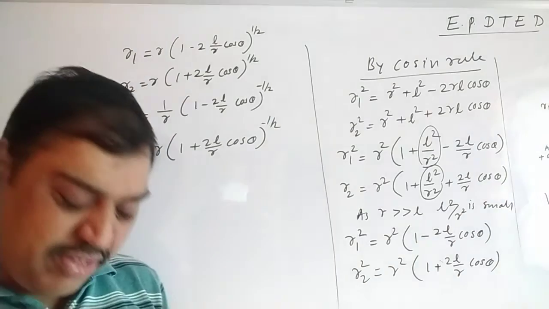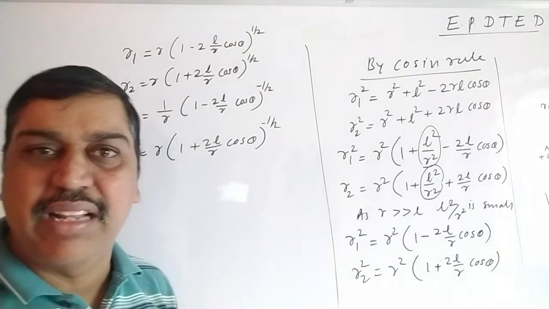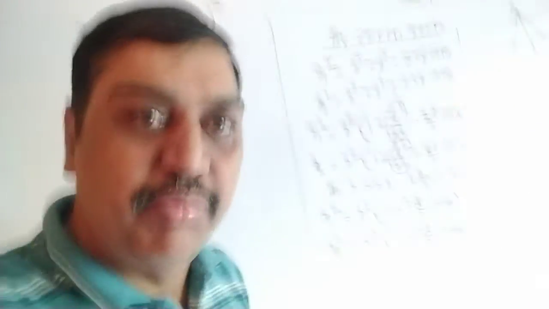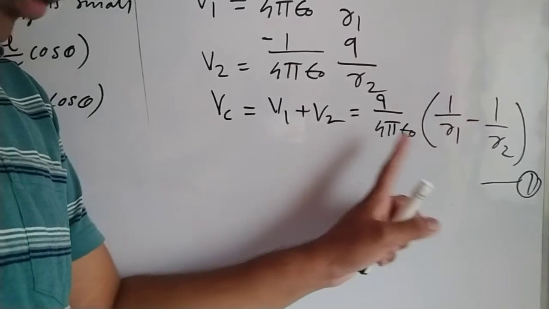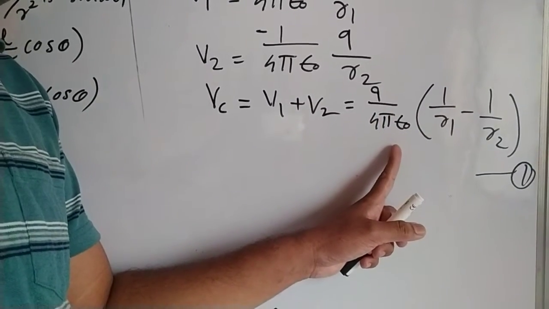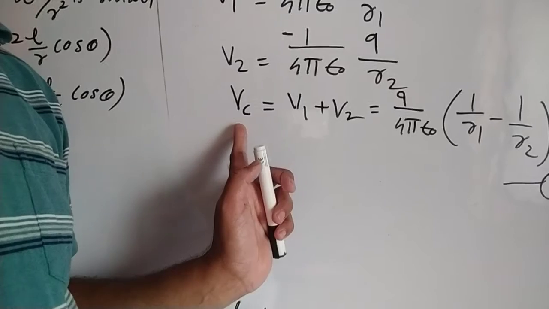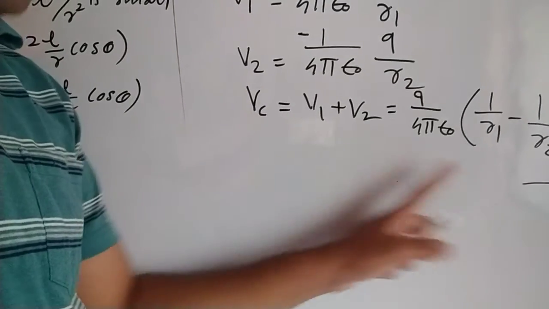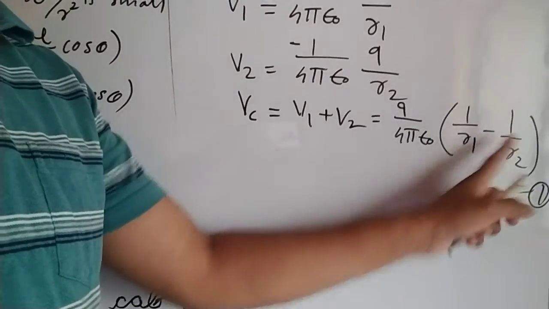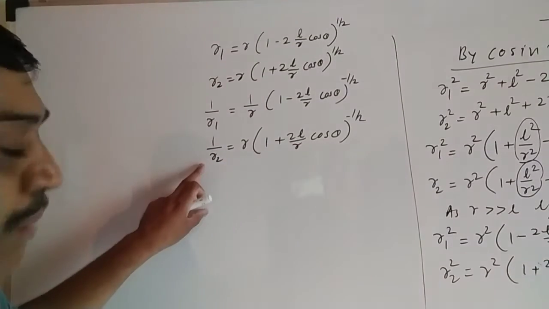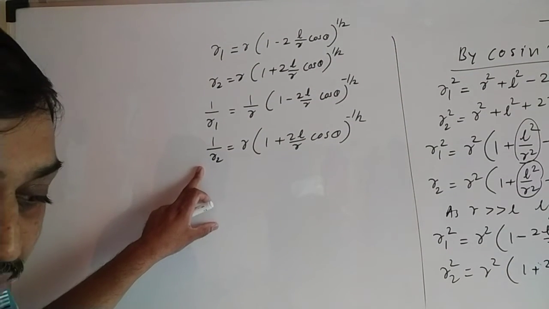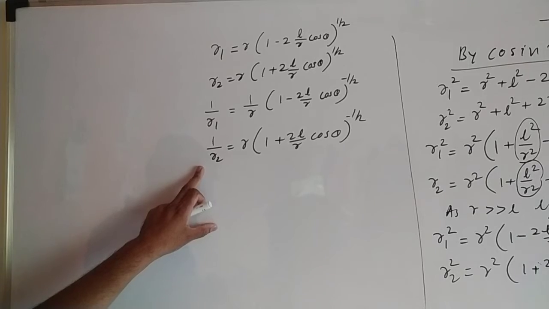Now, you might have some question: why are we doing this silly mathematical calculation? The simple answer is this. If you look at equation 1, here it is 1 by R1 minus 1 by R2 into Q divided by 4 pi epsilon 0. This will give the electric potential at point C. That is why we want to find 1 by R1 minus 1 by R2. If you see here, 1 by R1 we get, 1 by R2 we get. Now we have to subtract them.